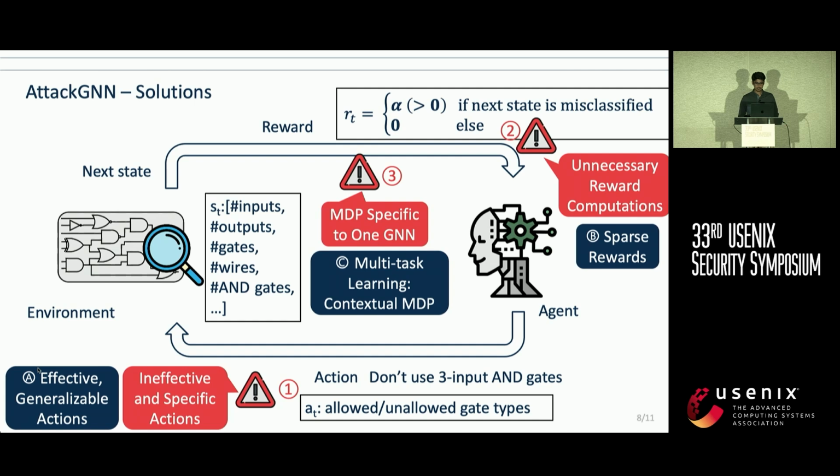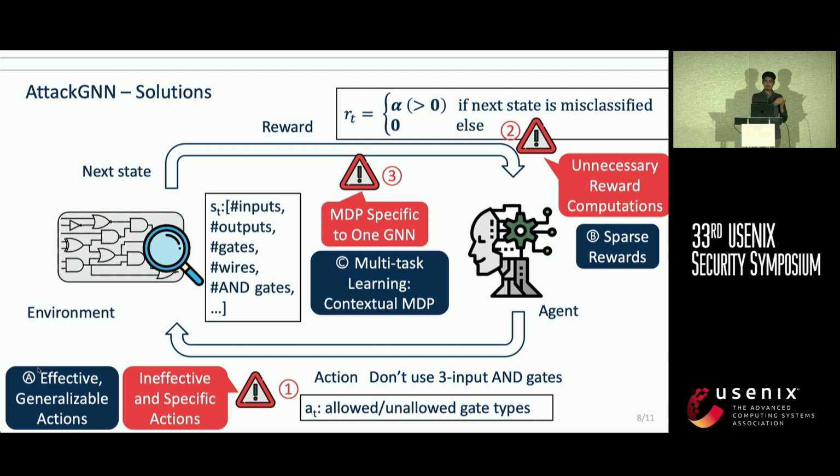And the third solution to combat this issue of the RL agent being specific to a particular GNN is to use a contextual formulation. Essentially what that means is that we add a context to the agent depending on what problem it is targeting. So let's say the agent is designed to evade a GNN for detecting Trojans, then we add a specific context which is encoded as a binary vector, and then the agent only learns for that context, and then we again train that same agent on a different context, let's say for detecting IP piracy.